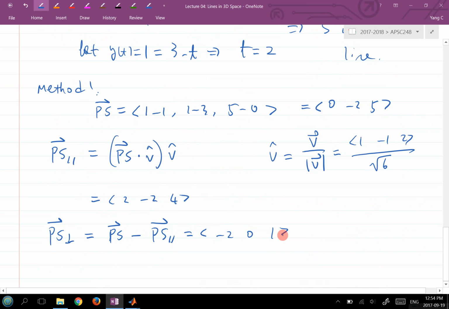So finally, you can calculate the distance by calculating the absolute value, the length of the PS perpendicular. So you end up with √5. Okay, so that's the first method.